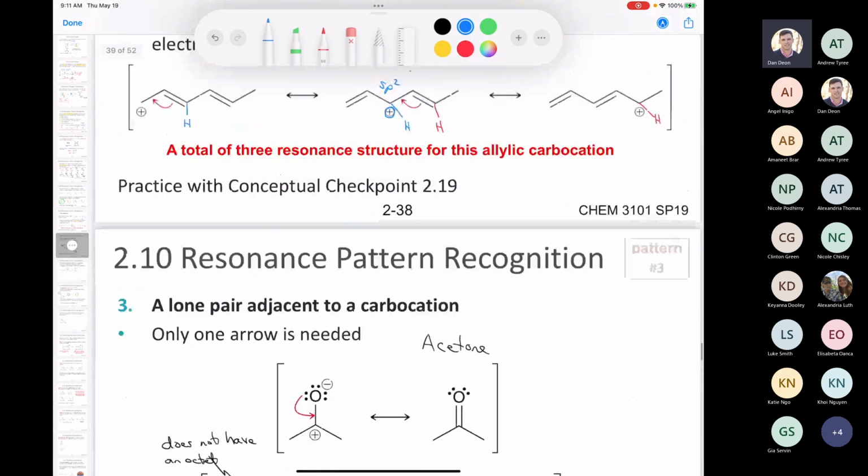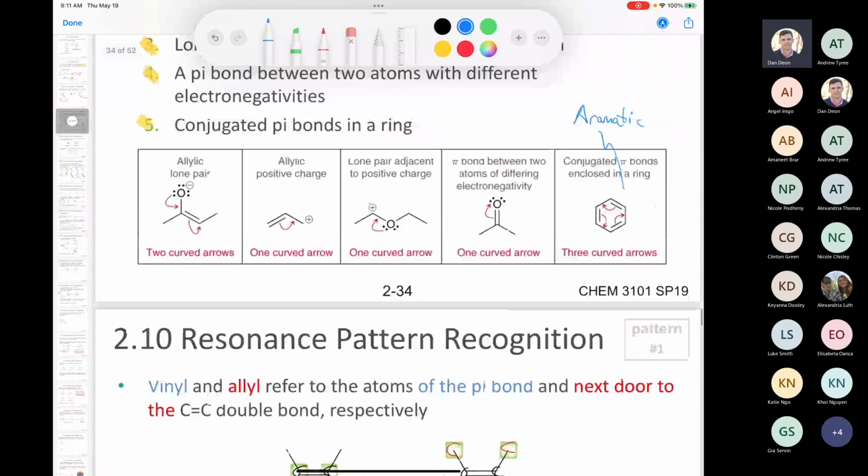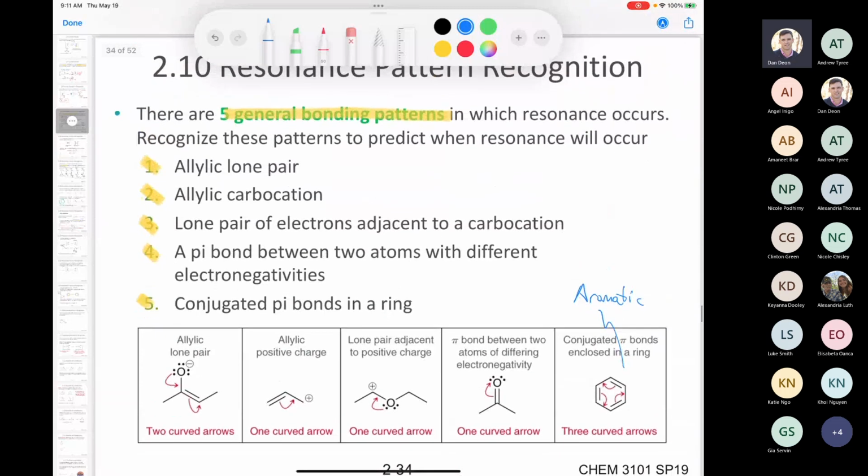So there you have it. Those are all 5 of the patterns that you need to be able to recognize. Just to recap, they're all summarized on this slide right here. The allylic lone pair, the allylic carbocation, a lone pair of electrons adjacent to a carbocation, a pi bond between 2 atoms with different electronegativities, and conjugated pi bonds in a ring. And that's something that we see with aromatic compounds only.